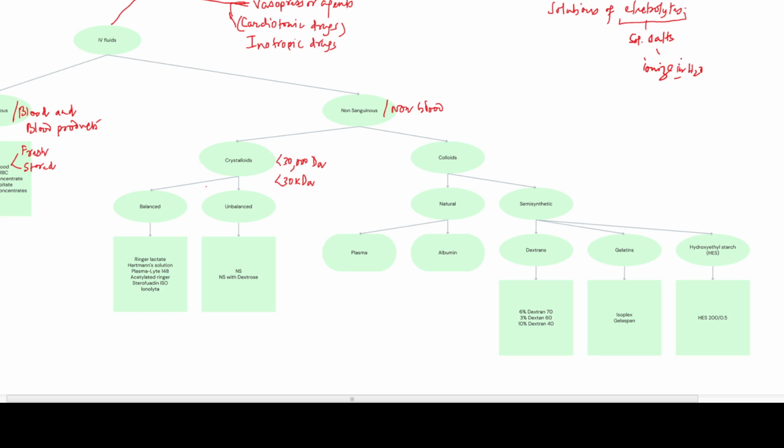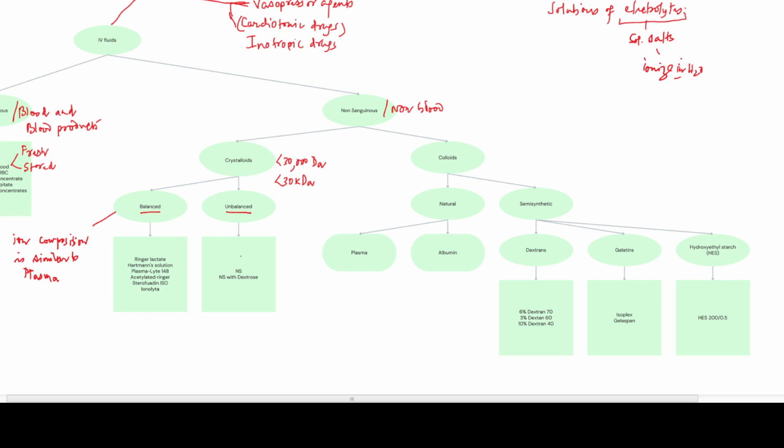Okay, so these crystalloids again are classified as balanced and unbalanced. So what is balanced? What we mean by balanced is if the ion composition is similar to plasma. Okay, if the ion composition of a crystalloid solution is similar to that of plasma, we call it balanced. Which is not similar to plasma, we call it unbalanced.